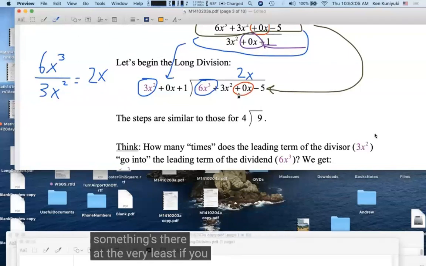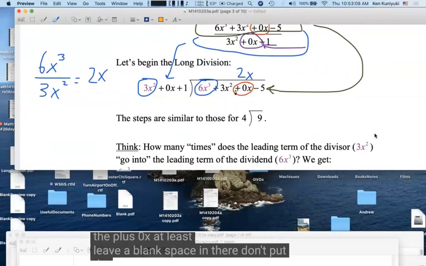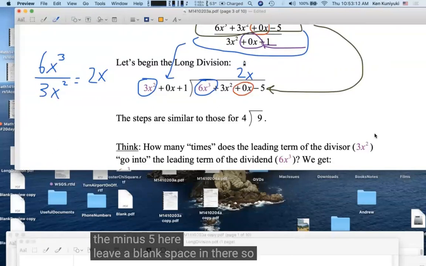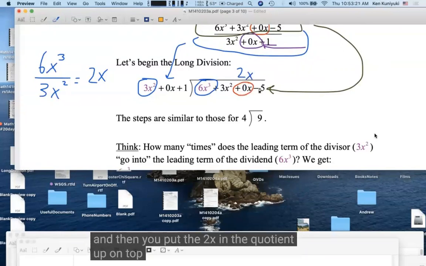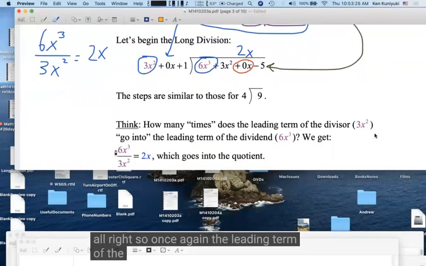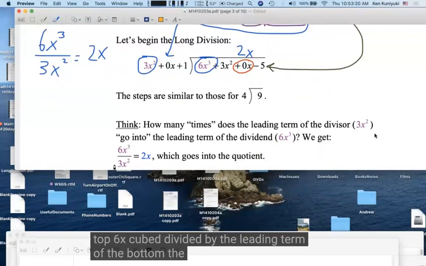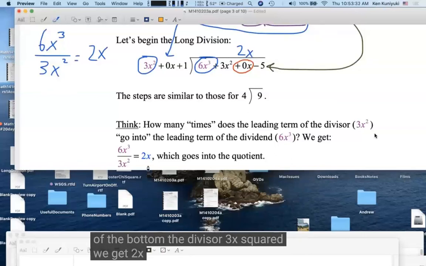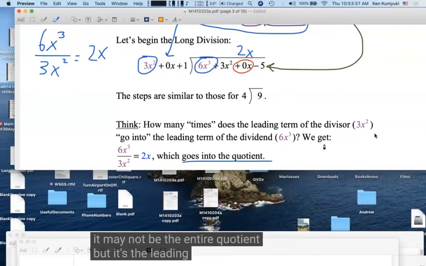At the very least, if you don't put in the plus 0x, leave a blank space in there. Don't put the minus 5 here. Leave a blank space so that you have an x term column. But again, it's a good idea to put the plus 0x here, and then you put the 2x in the quotient up on top. So once again, the leading term of the top, 6x cubed, divided by the leading term of the divisor, 3x squared, we get 2x, which goes into the quotient. It may not be the entire quotient, but it's the leading term of the quotient.